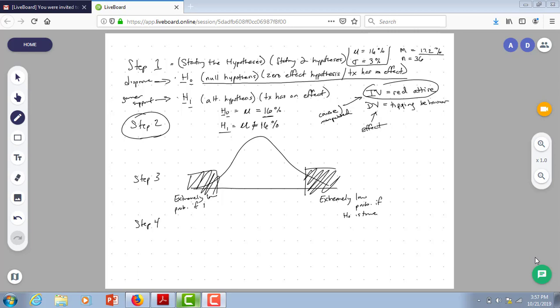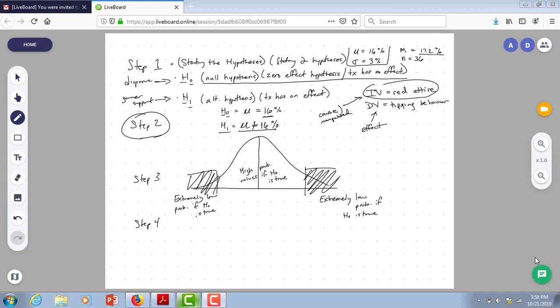Now keep in mind that if we were doing a directional test, we would just be looking at one particular tail. But in this case, remember, we're just saying that the treatment is going to have a significant impact, but we're not specifying the direction. So we're not saying extremely high or extremely low. We're just open to whatever the data will tell us. So if these are extremely low probability samples if the null is true, then everything in the center is high probability values if the null is true.